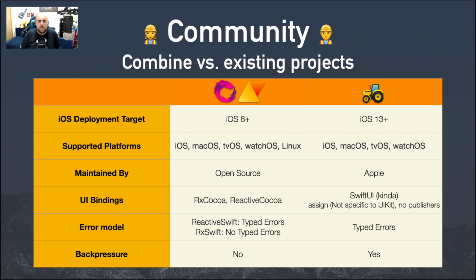Here's a quick list of differences. For example, for Combine, we have iOS 13 Plus, which is really the biggest issue with it right now. For RxSwift and Reactive Swift, we have iOS 8 Plus support, which is really crazy and really great for older customers, but also great for just apps that can't afford going iOS 13 and up, which is most apps right now. For supported platforms, we have Linux support on RxSwift and Reactive Swift.